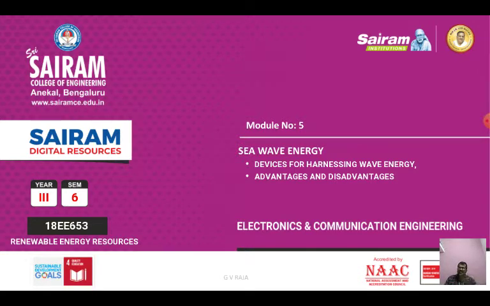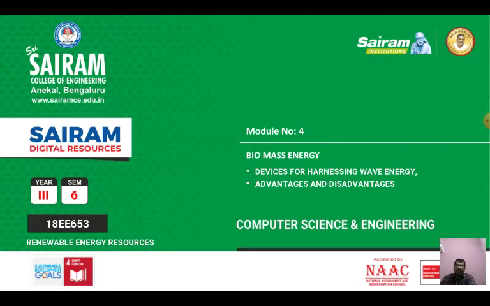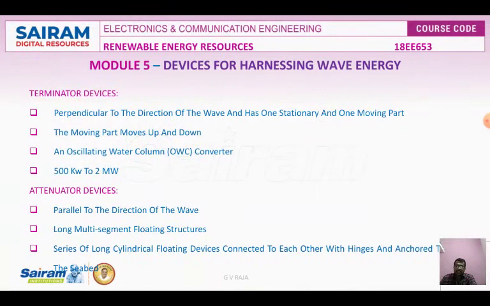There are three basic technologies for converting the wave energy to the electricity. One basic technology is the terminated device, the attenuated device, and the point absorber. One more is the overtopping device. So these are all the basic technologies for converting the wave energy into the electricity.